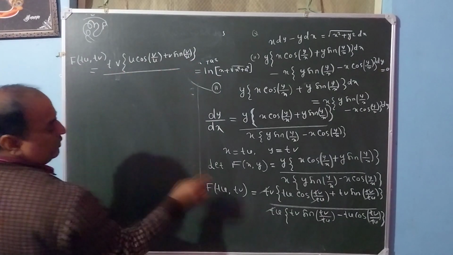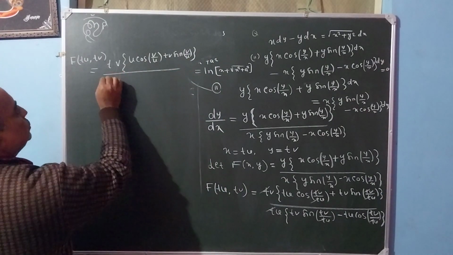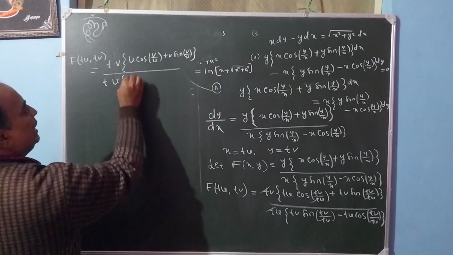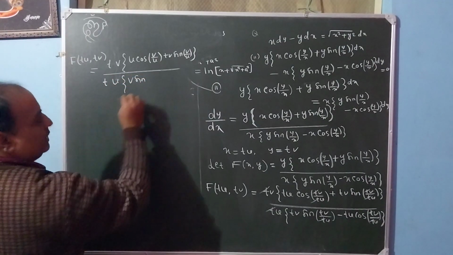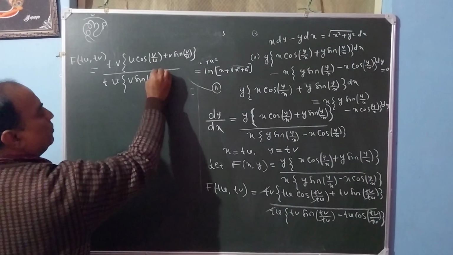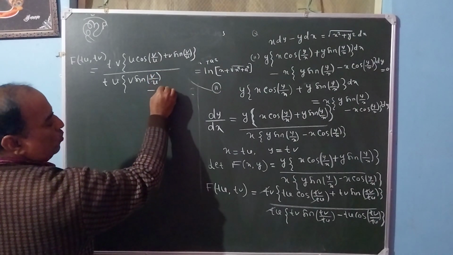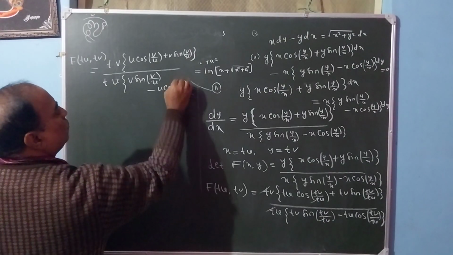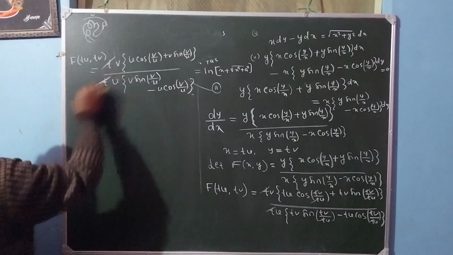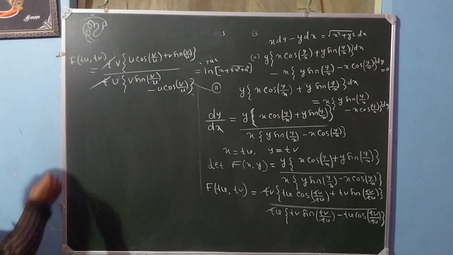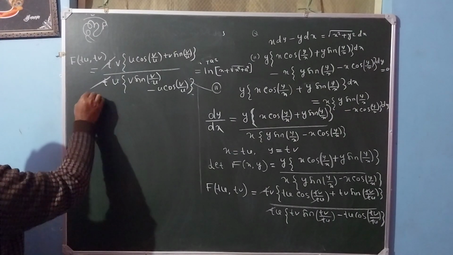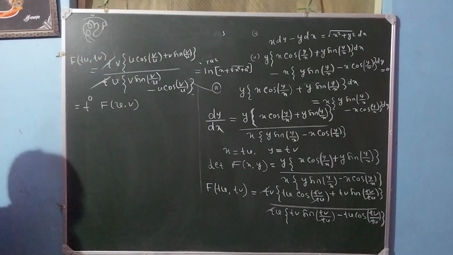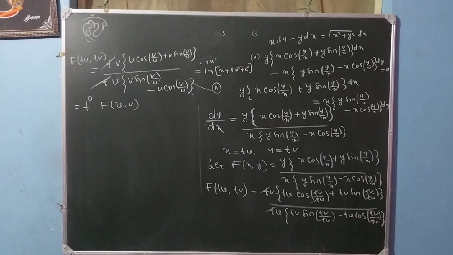Here, taking t common, we get u v sin(v/u) minus u cos(v/u). So this t cancels with this t, and this can be expressed as t to the power 0. Here it is f of (u, v).